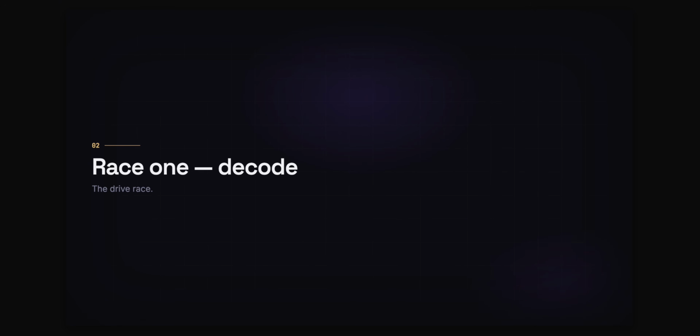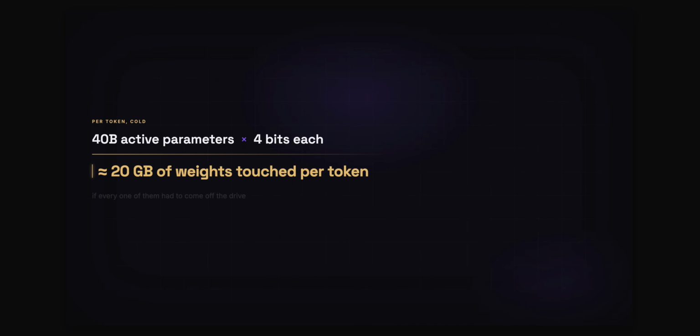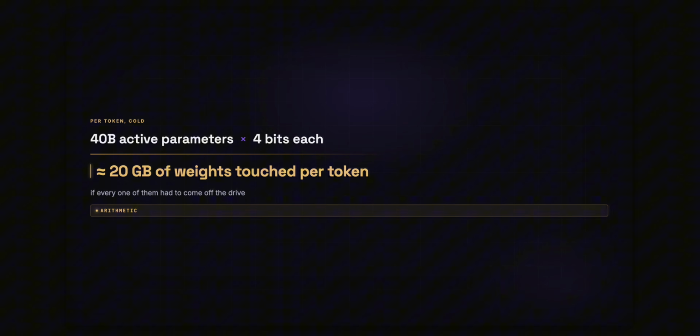Race 1, Decode, the drive race. The first race is generation, producing the answer, word by word, and here the arithmetic is beautiful, because it comes entirely from published numbers. 40 billion active parameters at 4 bits each is on the order of 20 gigabytes of weights touched per token.